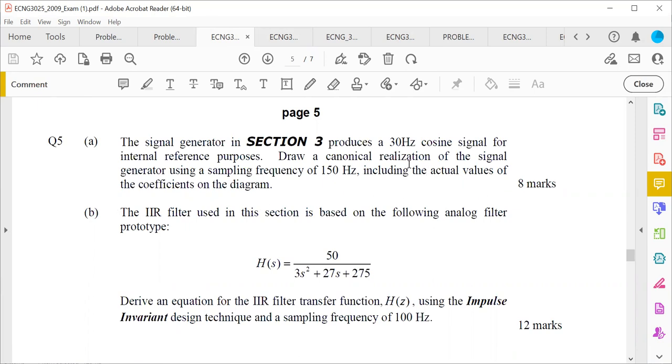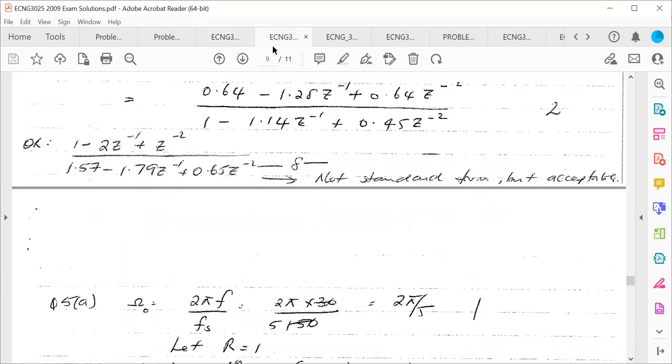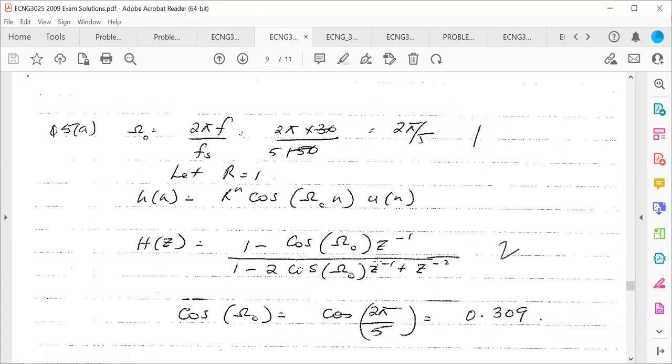And remember how this works: if I want to generate a cosine signal, what I need is a transfer function whose impulse response is a cosine. So that once I put an impulse in, I get this cosine coming out. Then you look for the transfer function that gives you, in this case, 30 hertz. So you go down here. H(z) is this.